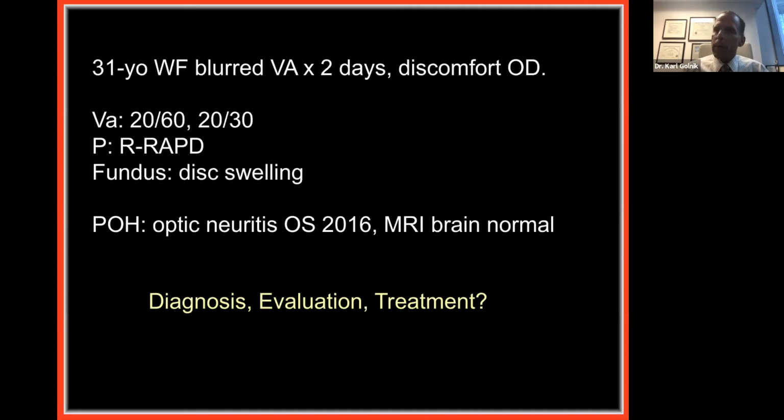Okay, that was our second topic. I'm going to move on to our third topic. And I'm going to start again with this patient, a 31-year-old Caucasian woman with blurry vision for a couple of days in the right eye and some discomfort in the right eye. She's 20/60 in the right eye, 20/20 in the left eye. She has a right relative afferent pupillary defect, and she has disc swelling of the right optic disc.